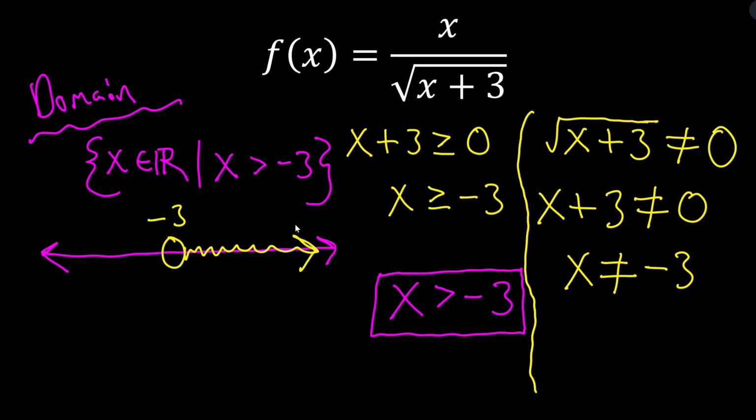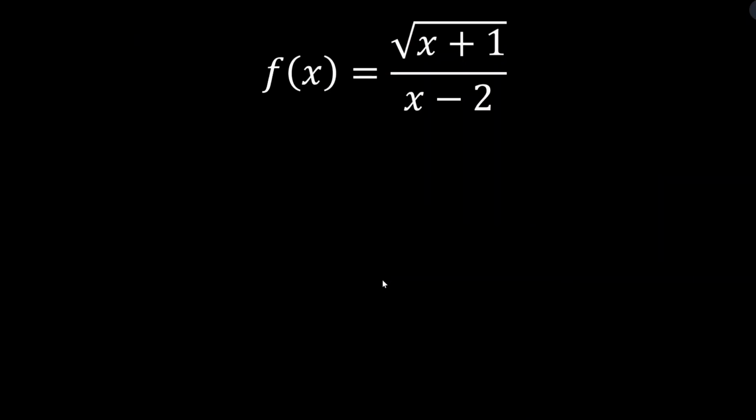So what interval corresponds to this? Well, remember, open circle corresponds to a parenthesis, negative 3, everything greater forever and ever. That's all the way to infinity. Hopefully that example made sense. Let's jump to our last one here, my personal favorite.